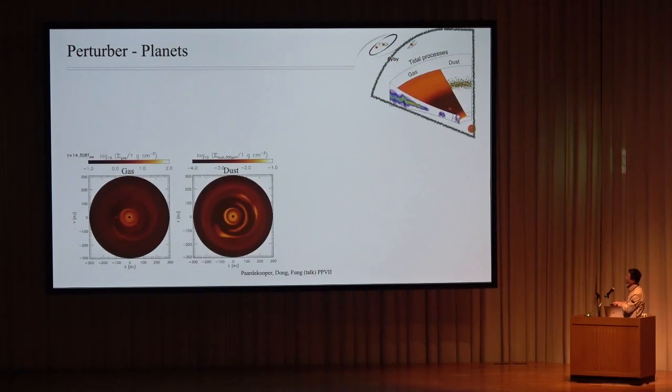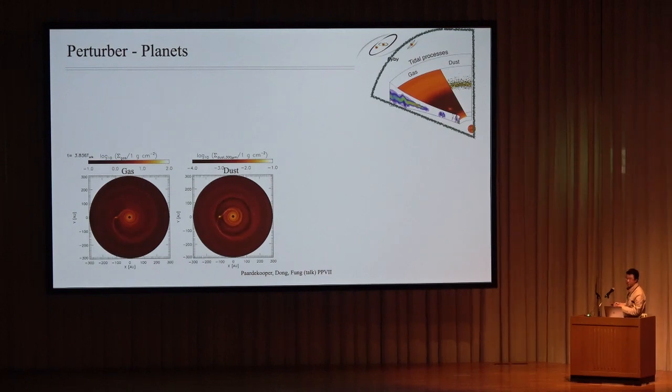So if the gravity comes from perturbers, then we could have planets in these disks, and this is the most well-studied case. The planet will excite these spirals, and these spirals could open gaps, and the gap edge could be unstable, form vortices, and trap dust particles. So the planet is very convenient to produce all these disk features.